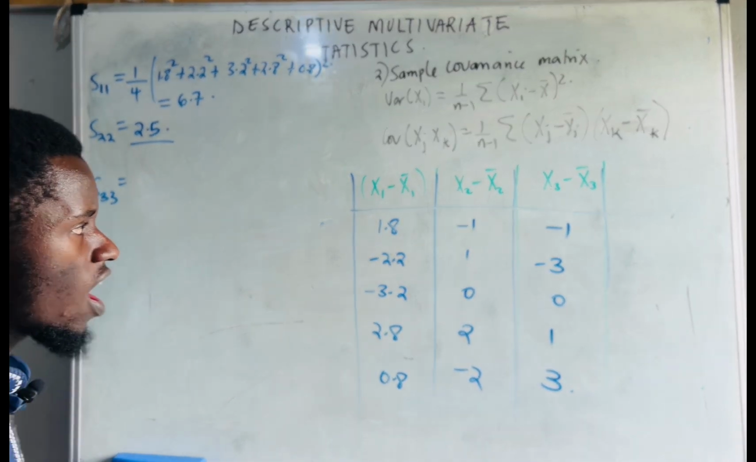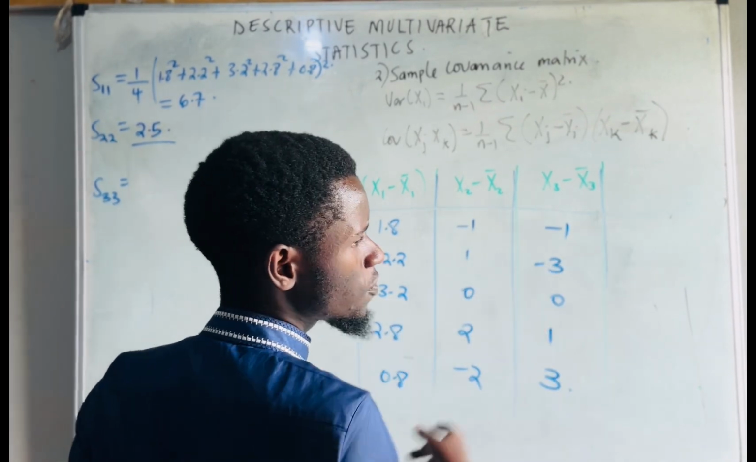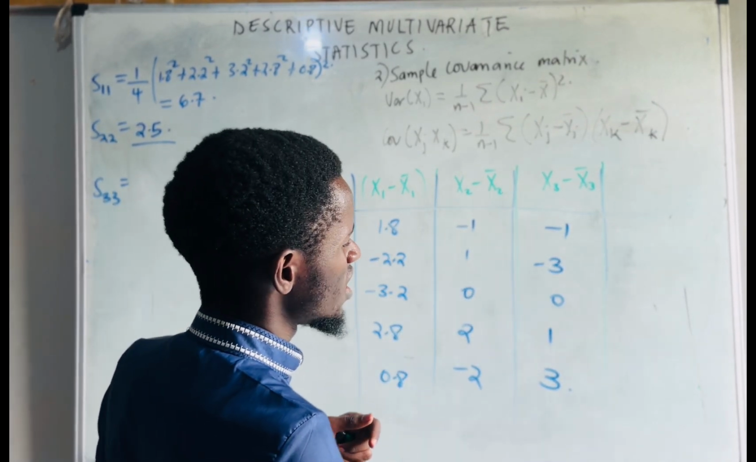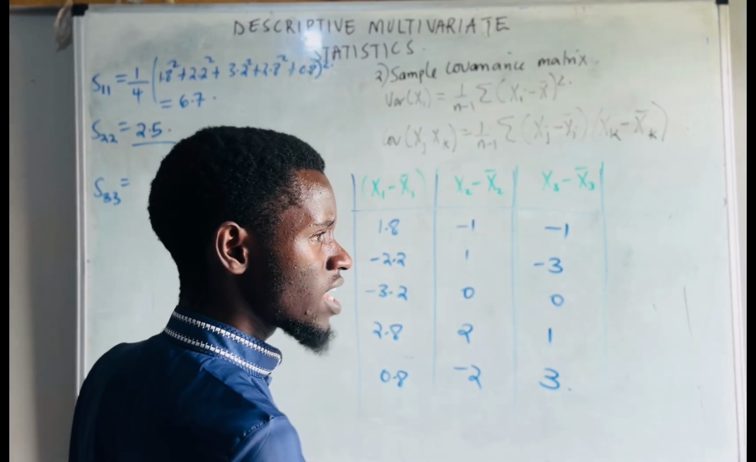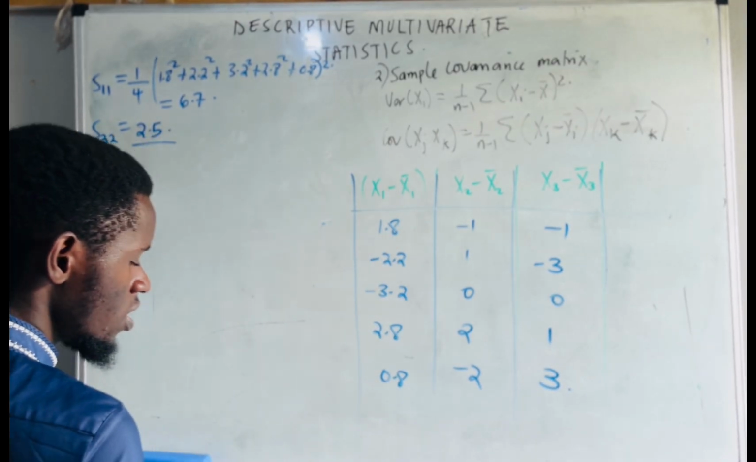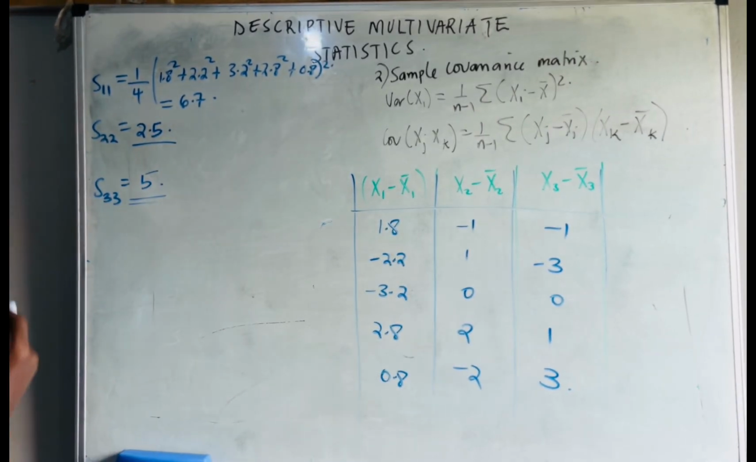Yes, also here we have negative 1 squared is 1. Plus negative 3 squared is 9. Plus 1 is 10. 10 plus 1 is 11. 11 plus 9 is 20. 20 divided by 4 is 5. Our S22 is 5. Just like that.